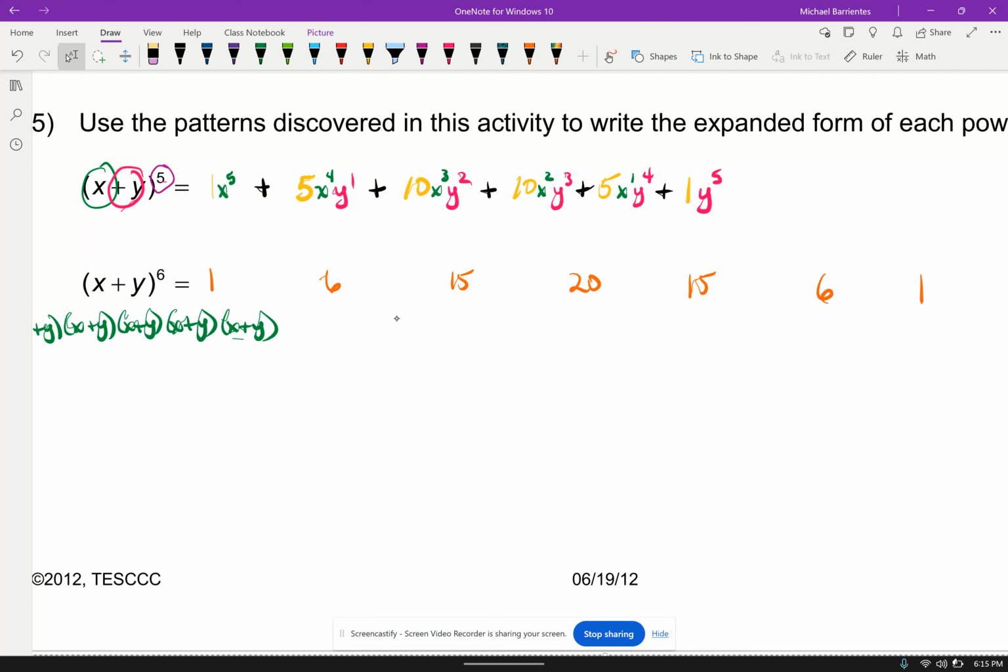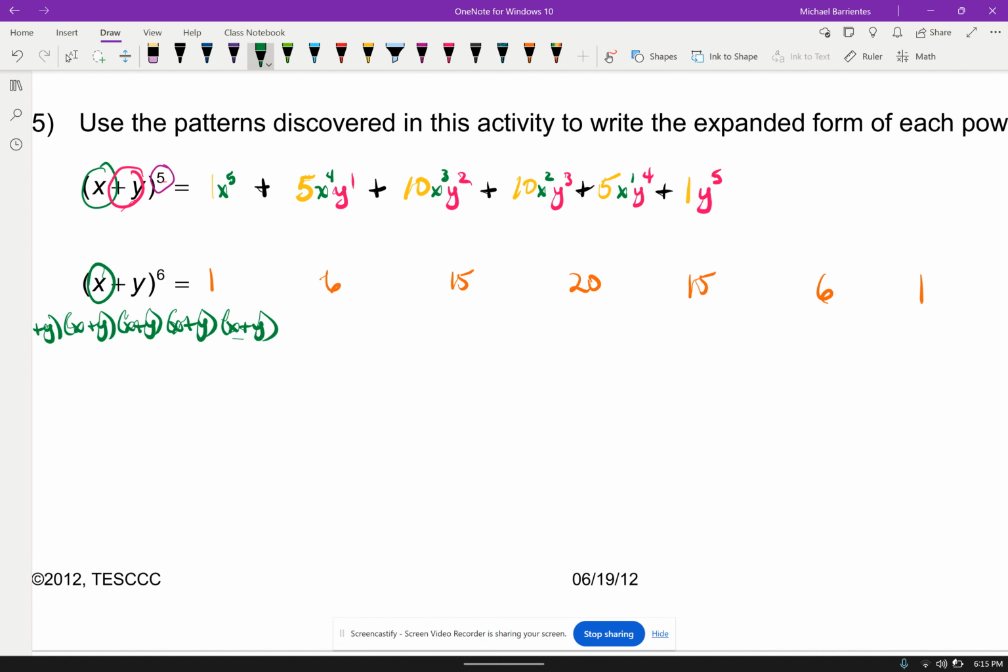Over here, I have 1, 2, 3, 4, 5, 6 things that I'm adding, even though it's to the 5th power. So the number of terms is always 1 more than the exponent value. By the end of this, I'm going to have 1, 2, 3, 4, 5, 6, 7 terms, because my exponent is to the 6th power. Great. How do I start?